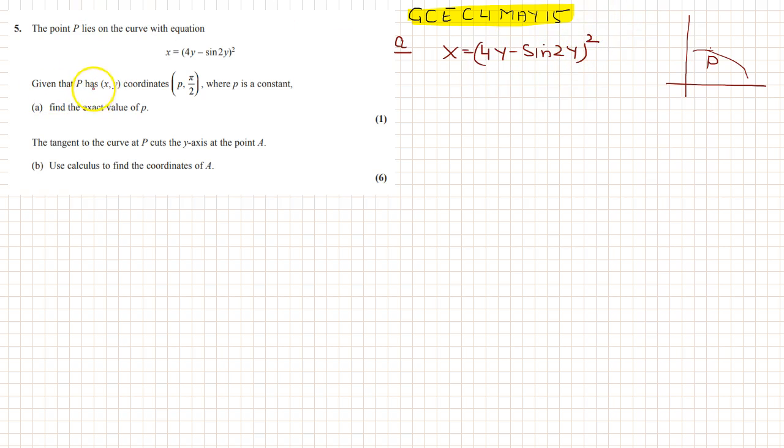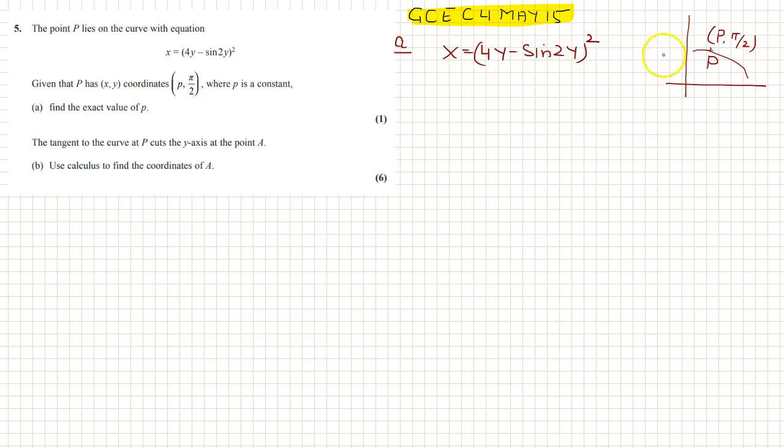Given that P has xy coordinates, p and pi over 2. So this coordinate is p and pi over 2, not x over 2, pi over 2. Find the exact value of p.